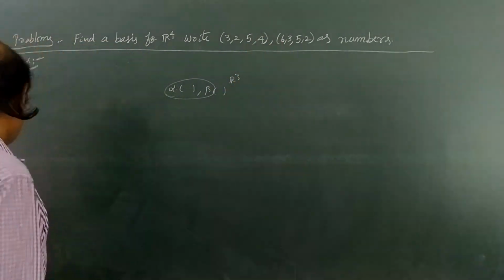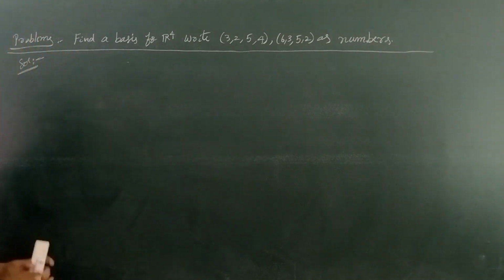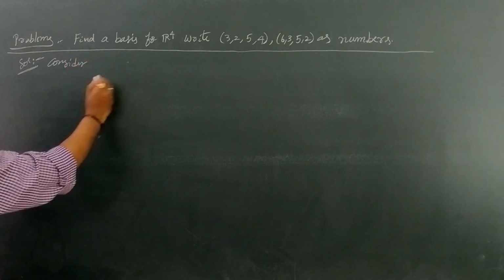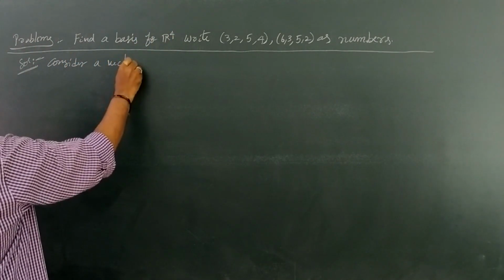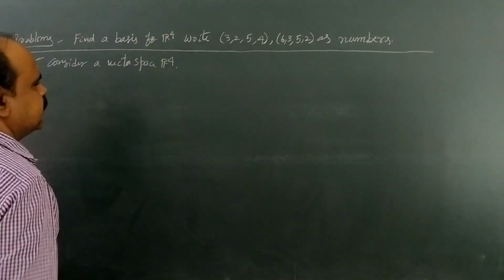Okay, that is our problem. Now come to the solution. Consider a vector space. Here what is the vector space? R power 4. Consider a vector space R power 4.